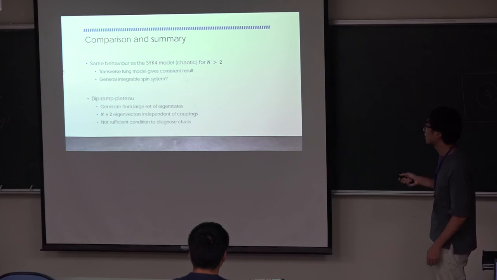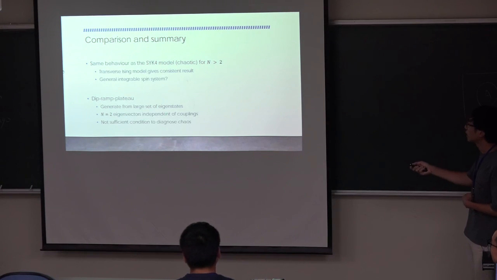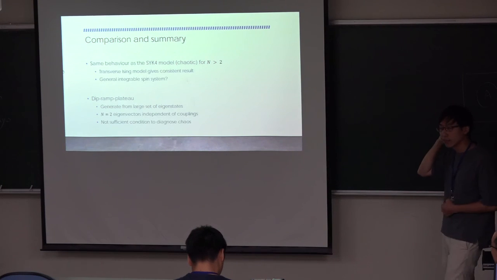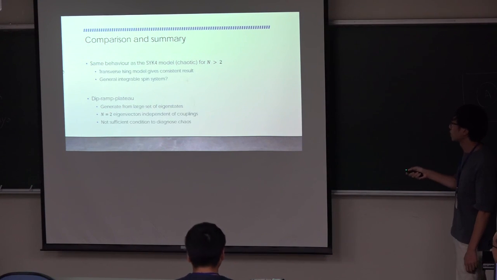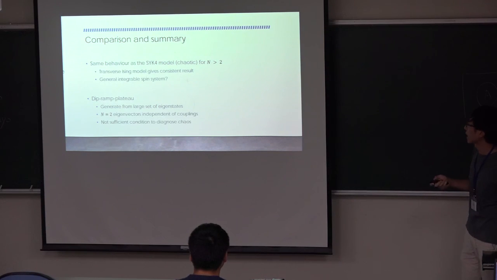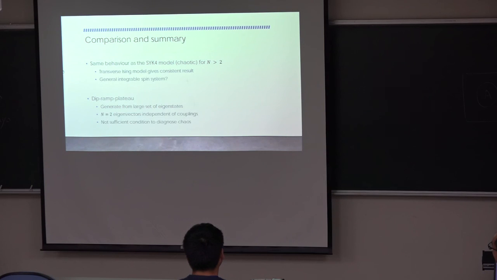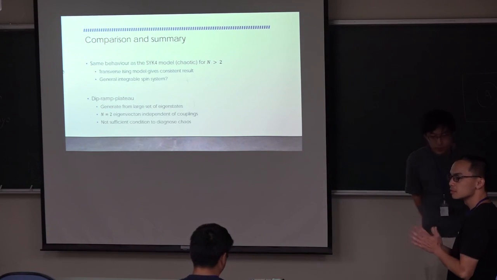And here are the points that I just mentioned. The feature we call the dip, ramp, and plateau, which is the decay, linear rise, and then flattening out at a constant value, only comes from the averaging over the random coupling constant, which allows us to scan many eigenstates. For n equals 2, the eigenvector is independent of the coupling, so we do not see that feature. We do not see this dip-ramp-plateau. And it suggests that just looking at the spectral form factor is not a sufficient condition to diagnose chaos. And, yeah, that's it. Thank you.